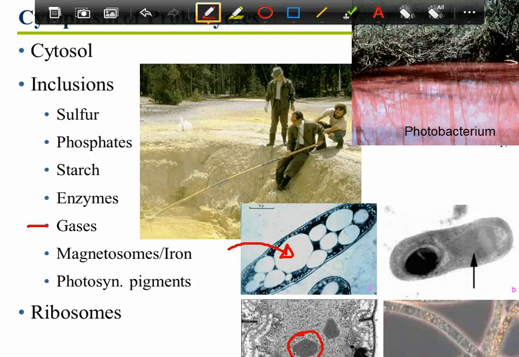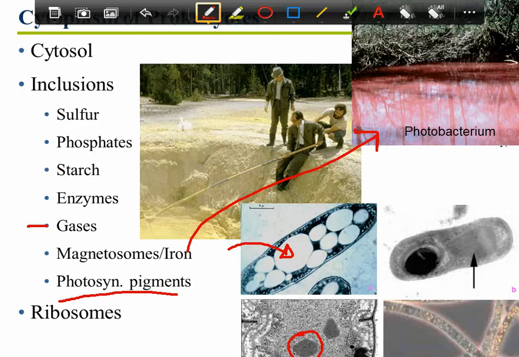A lot of these bacteria may require, if they're going to photosynthesize, photosynthetic pigments like chlorophyll, in addition to some other pigments, and they contain them in inclusions. You're looking at a picture right here of one bacterium that does this. Notice that the water is red. This bacterium has a red pigment in addition to its chlorophyll that it uses for photosynthesis.